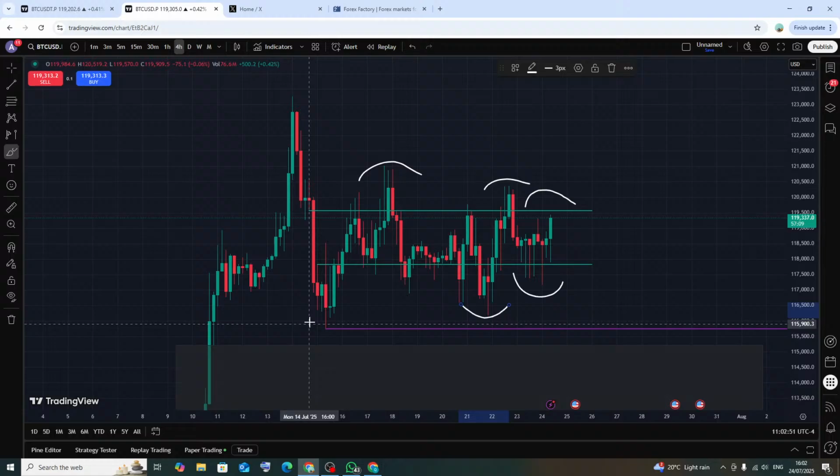Forming something like a symmetrical triangle pattern. So it could form another low high. Maybe another low high will be at this range. Maybe another low high goes up toward the upper side, for all of those highs to that range as well. This is also possible. And then pull back toward the downside.